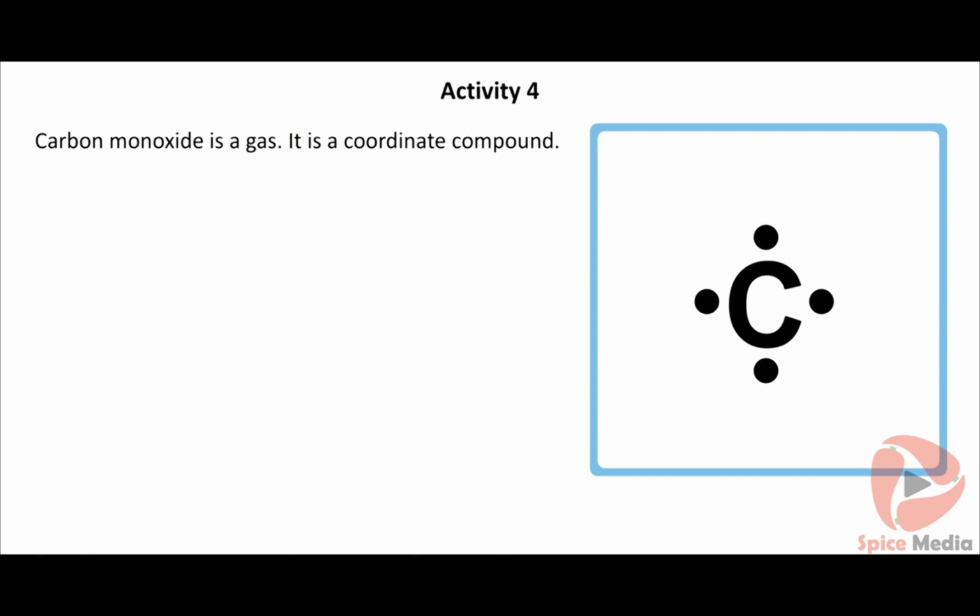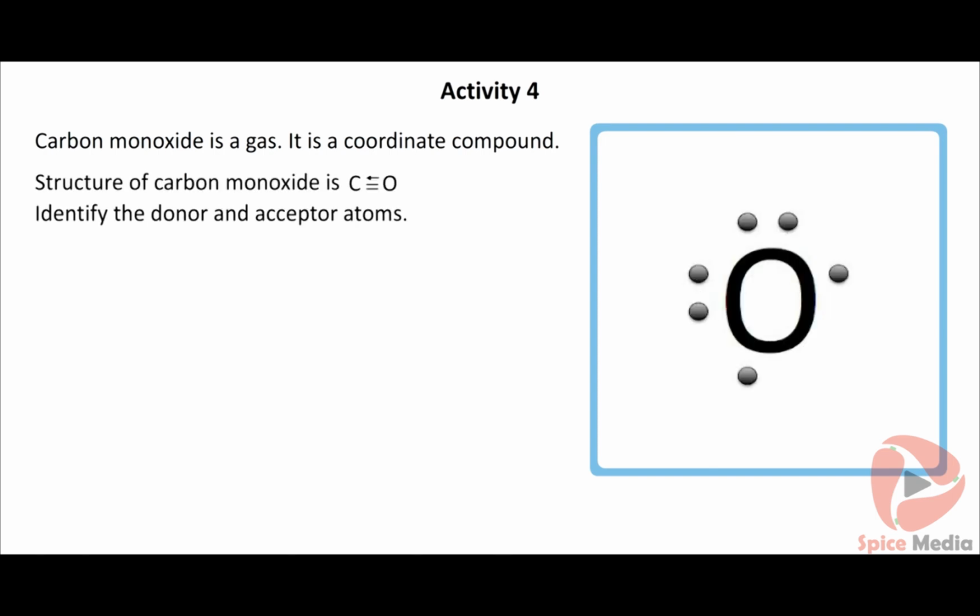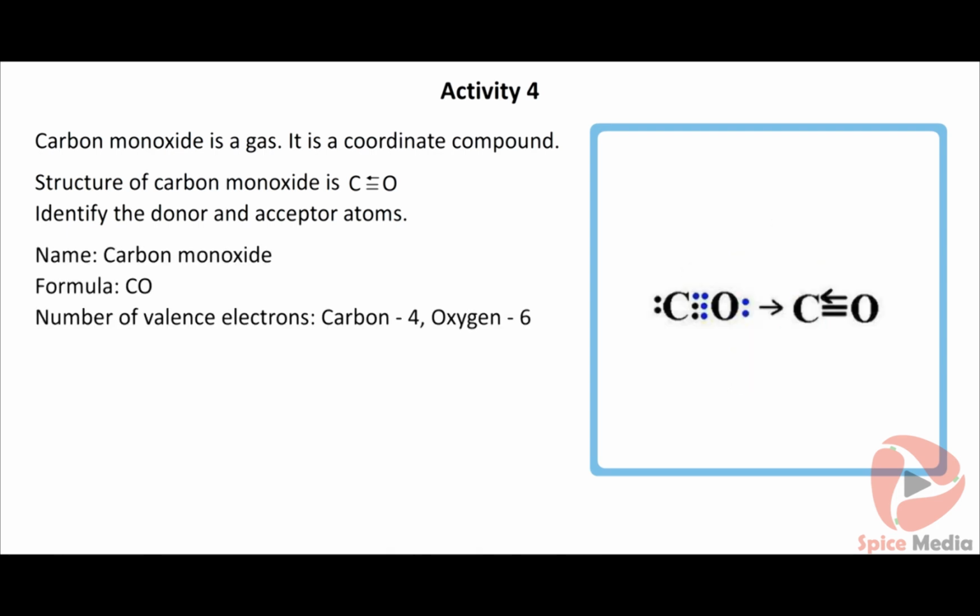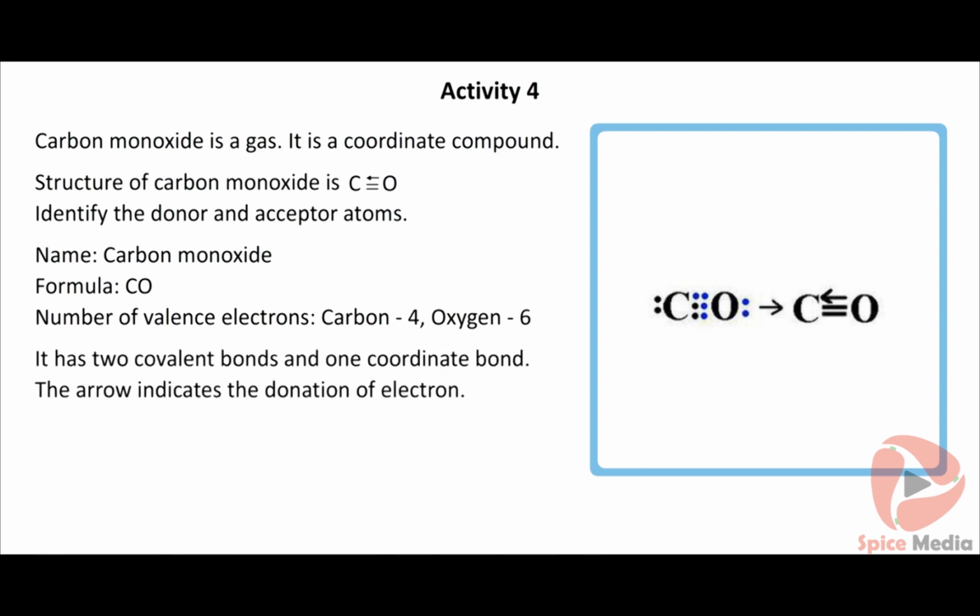Carbon monoxide is a gas. It is a coordinate compound. Structure of carbon monoxide is shown; identify the donor and acceptor atoms. Name: carbon monoxide, formula CO, number of valence electrons: carbon 4, oxygen 6. It has 2 covalent bonds and 1 coordinate bond. The arrow indicates the donation of electrons. The donor atom is oxygen, the acceptor atom is carbon.